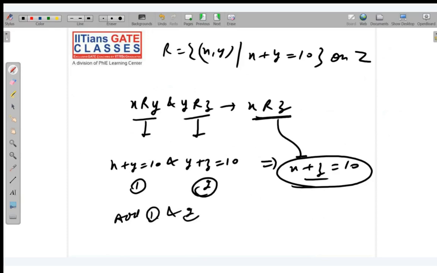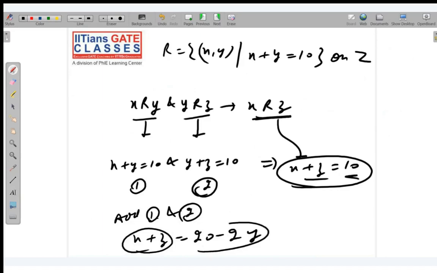Add 1 and 2. What will we get? x plus z is equal to 20 minus 2y. Are you getting it? Yes, sir. Okay, so what should we get? x plus z should be 10, but we are getting 20 minus 2y. So immediately I will cross it. I will say it is not transitive.